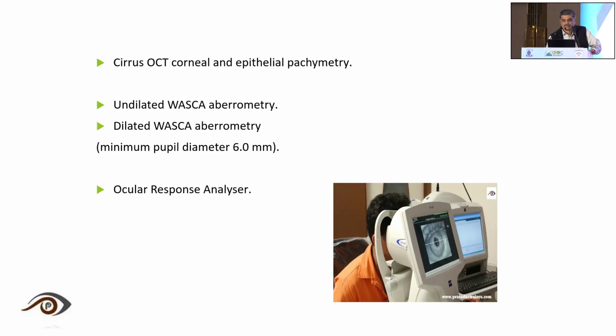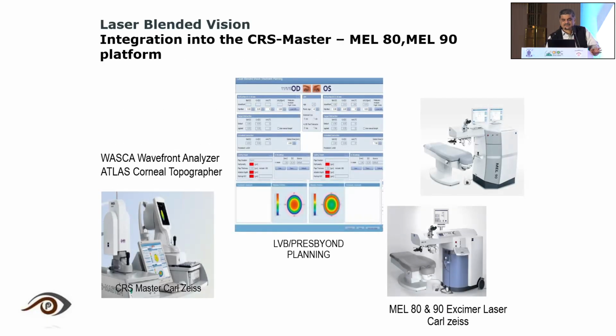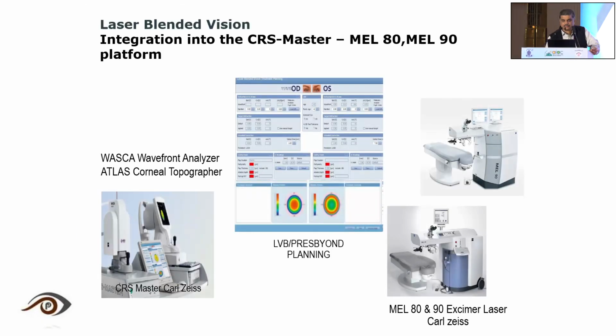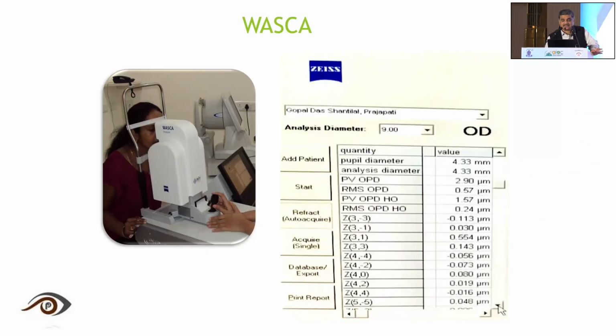Normally we do vector aberrometry also, just to know the Zernike value. Then, before the software, I am going to do this important test. This is EyeTrace, mainly to look for DLI, the dysfunctional lens index. If the DLI is high, then those are patients I am not picking for laser refractive presbyopic surgery. So as I said, we have to do the vector analysis to know the Zernike value.